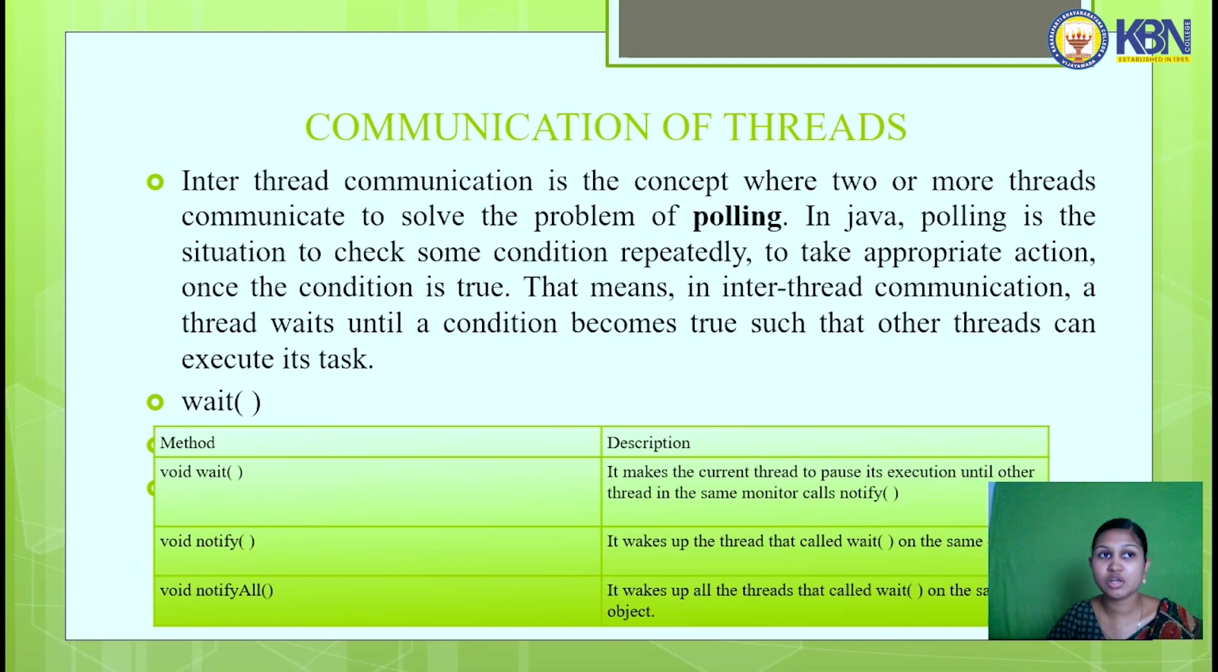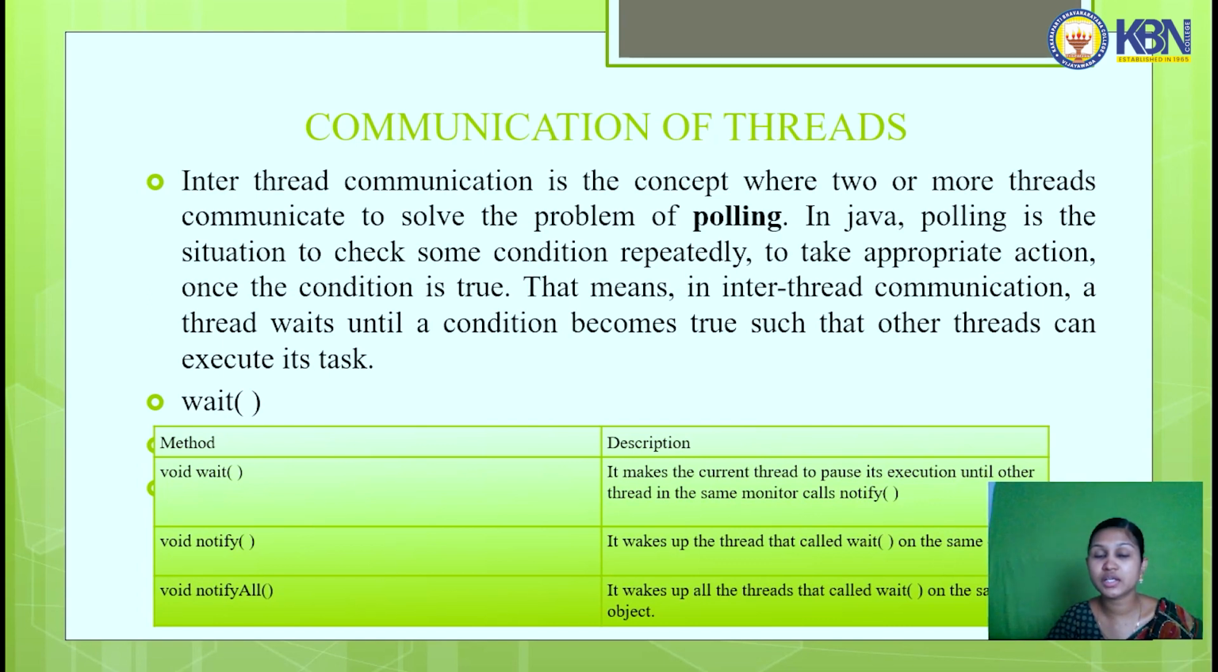Previously we have discussed blocked states. You can use sleep, suspend, notify. Here the same methods are there. Communication means two or more threads communicate, with the problem of polling. What is polling? It is a situation of checking some condition repeatedly to take appropriate action. Once the condition is true, it will finally go to the polling class.